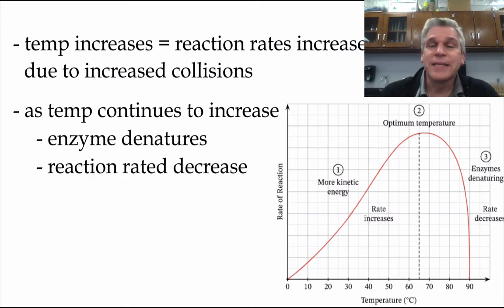Now, as the temperature does continue to increase, however, it doesn't continue to go up because the enzymes will become denatured. And as the enzymes become denatured, the reaction rates fall. And you can see it at step 3. Once those enzymes start to denature, the rate of reaction decreases very quickly, all the way down to 0.